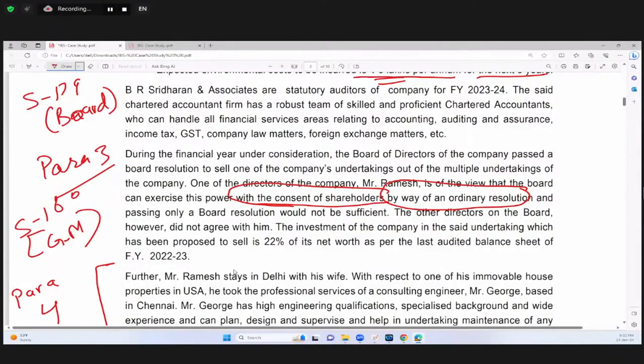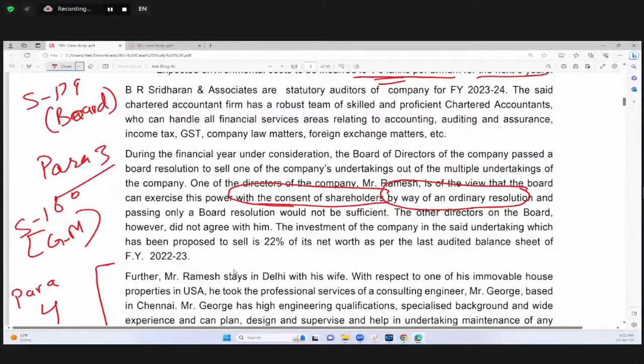Okay, not on its own, they have to pass the special resolution. I will come to special resolution also. What is special resolution, some students have forgotten from the intermediate examination. तो फर्स्ट पावर हमारी कंपनी की क्या है? If the company wants, if the board of directors want to sell one of the undertakings, so they have to go to the general meeting and pass a special resolution.